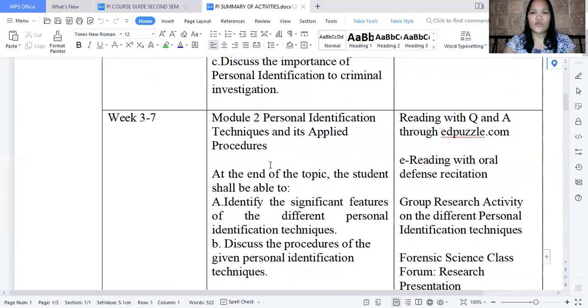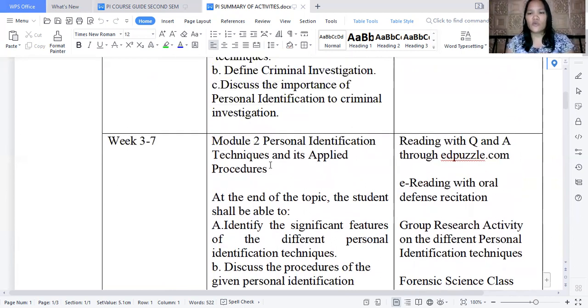Along with module 2, the activities provided will be a question and answer through Edpuzzle. I will be coming up with a certain activity for you on edpuzzle.com for you to read, and at the same time a certain question will be provided and you need to answer. Aside from that, e-reading with oral defense recitation. I will let you read some articles online, and you will be making a presentation and I will be asking questions.